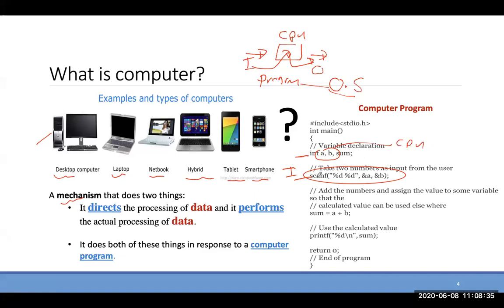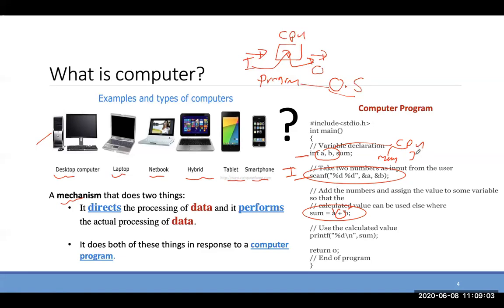So the scanf is going to read from the keyboard, which is the I unit, and store them inside the CPU. Part of the CPU is memory. Okay, so it's going to store it in the memory, A and B. Okay, and then once we do this, we need to process. So that is the plus, that is the processing, because A and B are just things inside the memory. So where is plus? That means addition.